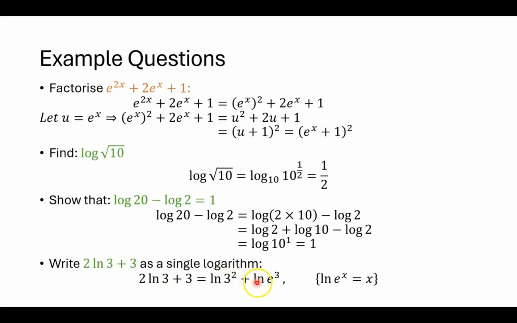And then you have the same ln here. You can just merge them together and put them into a multiplication. So it's 3 squared, which is 9, multiplied by e to the power of 3. It's an irrational number, so you can just leave it in this form. And now you have written it as a single logarithm.